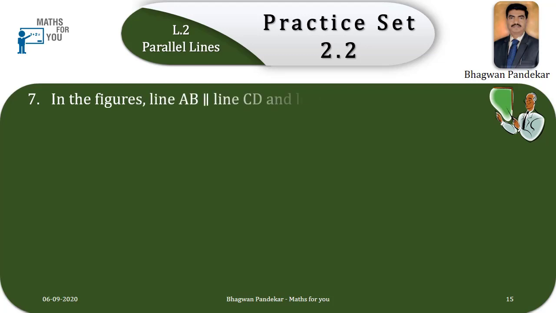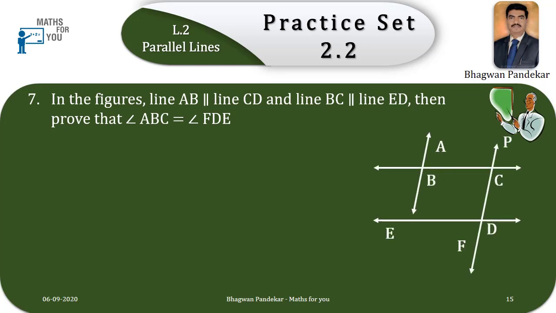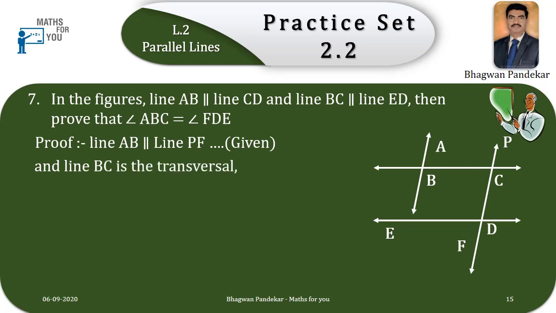Example number 7. In the figure, line AB is parallel to line CD and line BC is parallel to line ED. Then prove that angle ABC is equal to angle FDE. Here is the given figure. Observing this figure, we can prove that angle ABC is equal to angle FDE in this way. Proof: line AB is parallel to line DF, here the given information, and line BC is the transversal.